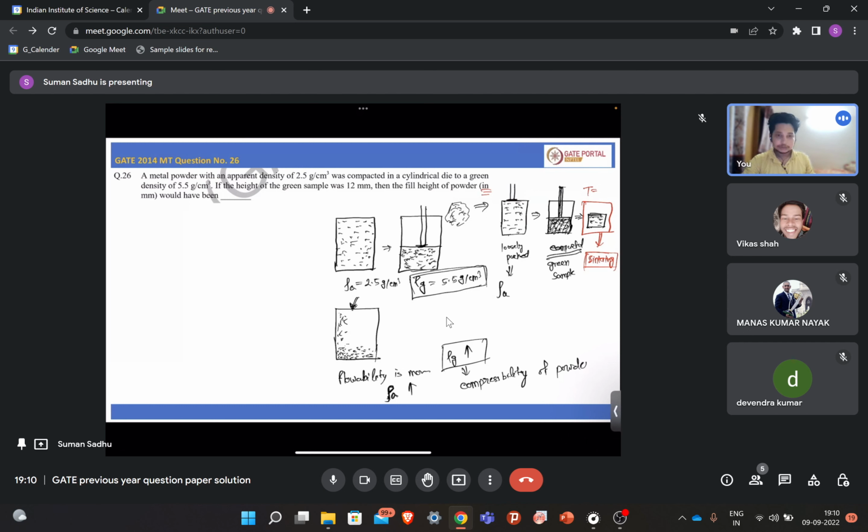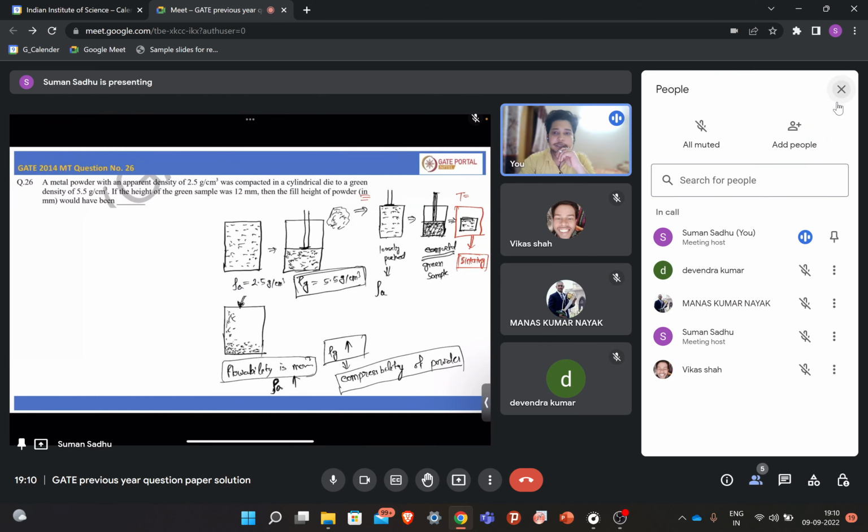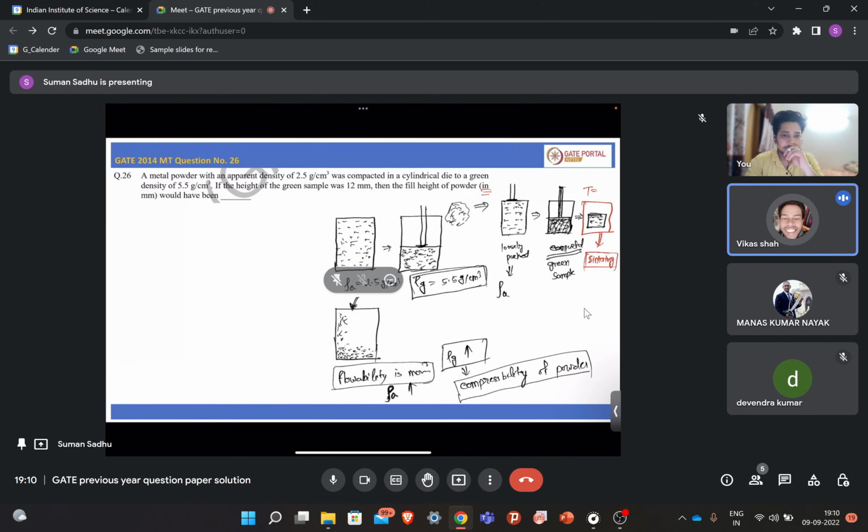So it basically tells you about the compressibility of the powder, meaning up to how much extent you can compress this powder. So rho G tells you that, and rho A tells you the flowability of the powder. Now you got it, what is the significance of these two? Understood this part, or do you have any doubt? Yes, understood. Okay, now let us solve this question.